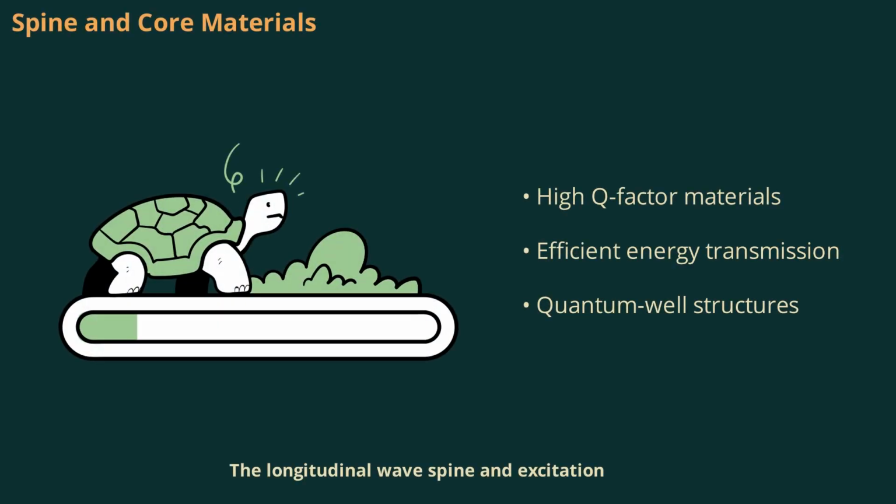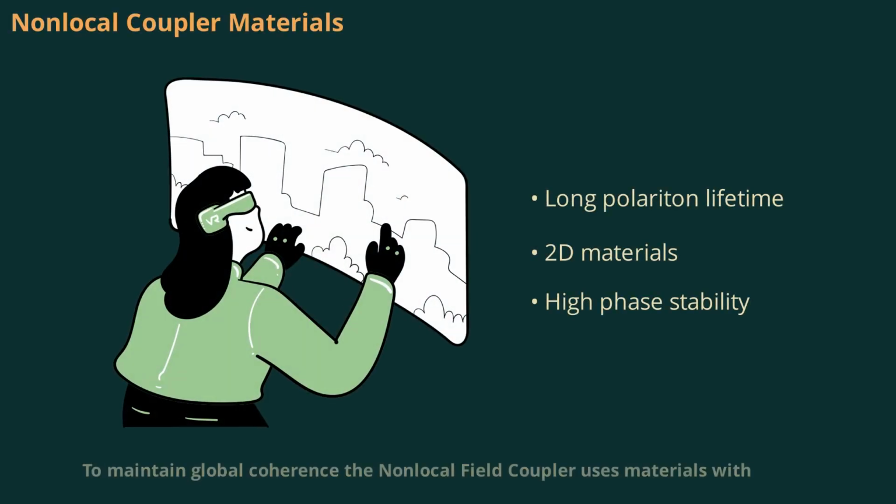Longitudinal wave spine and excitation engine require materials with high Q factors, strong coupling to the mantle, and excellent thermal stability. Plasma waveguides, phonon-acoustic rods, and hybrid conduits are used to transmit energy efficiently. The excitation core features doped quantum well structures and rare earth embedded lattices for multi-level energy transitions. To maintain global coherence, the Nonlocal Field Coupler uses materials with long Polariton lifetimes and high phase stability.